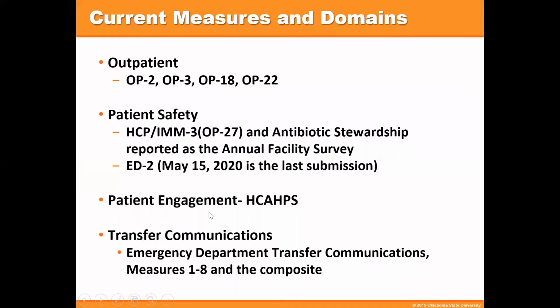We're a small group. So, the current measures and domains. MBQIP is divided into 4 domains. Outpatient, so we have outpatient 2, 3, 18, and 22. We're starting to get a much smaller set of measures than we had a couple of years ago.